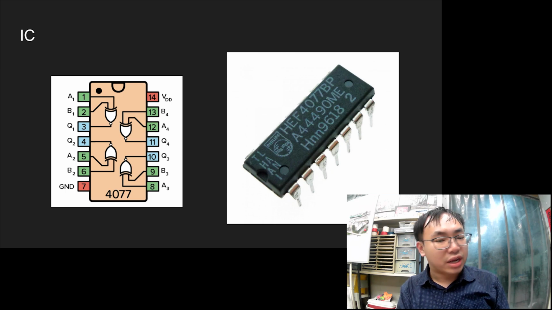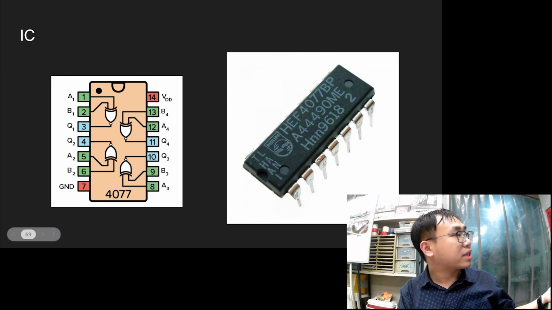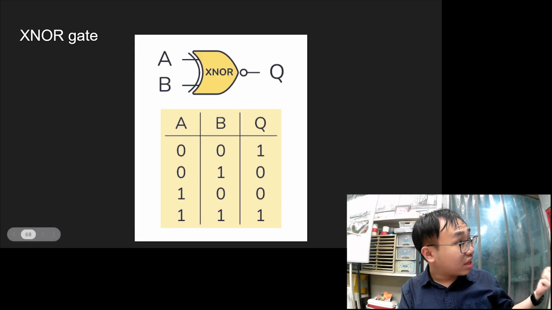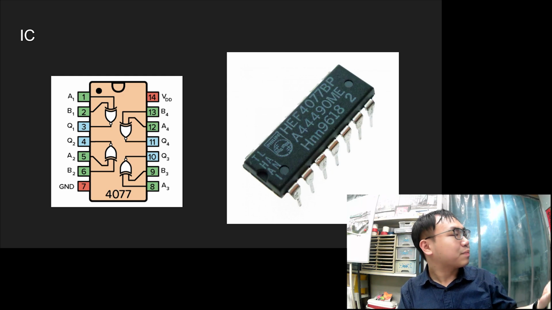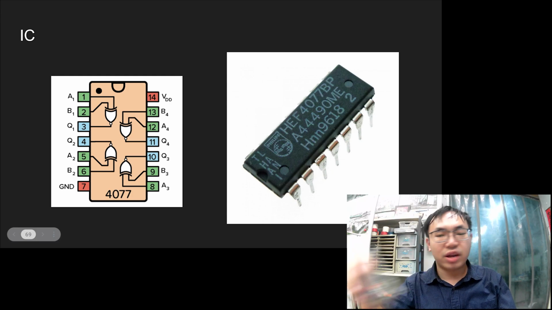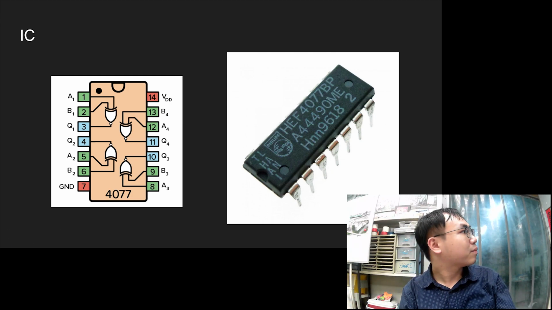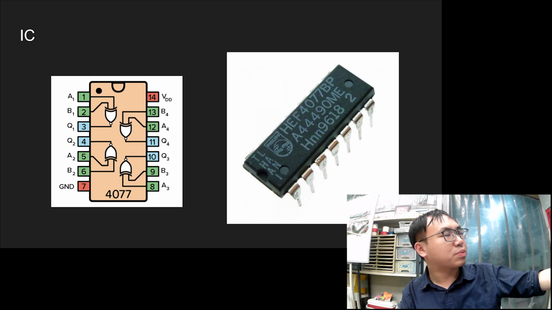And in reality, we will have ICs. Okay, like this 4077 is an exclusive NOR gate. So this is a 4-channel IC, so they have 4 different XNOR gates to choose from. So you don't want to use the very basic stuff to develop your logic circuits. You can just use an IC directly. It helps you save a lot of time. You can check which logic gate you want to use and just purchase the corresponding IC.